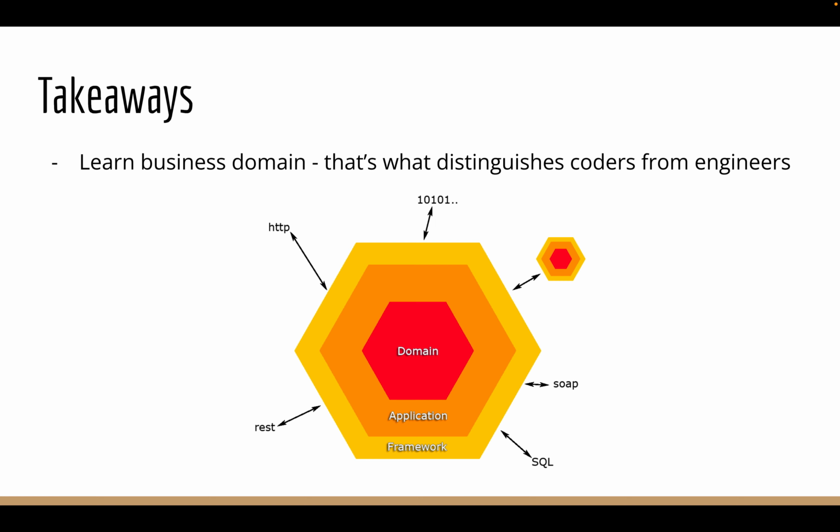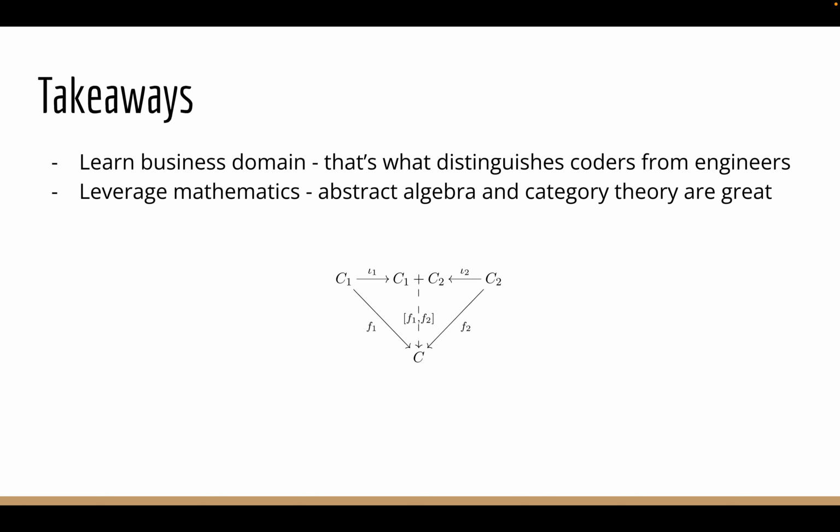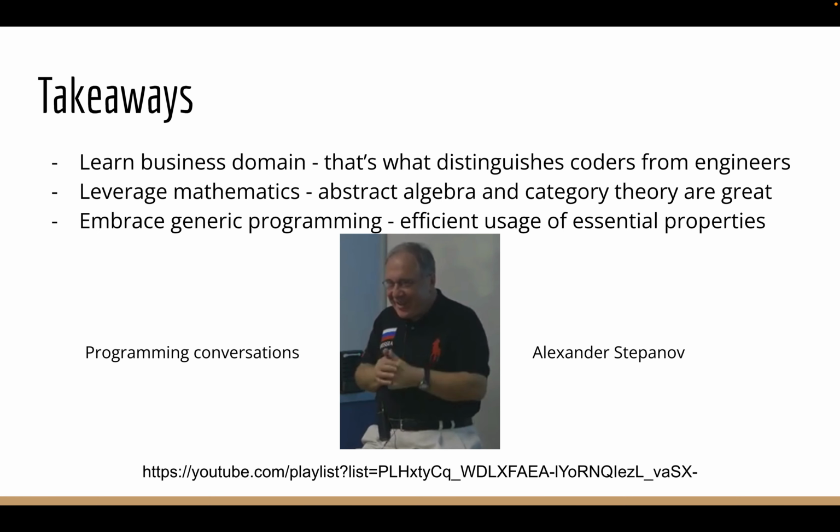So what are the takeaways? First, learn business domain. That's what distinguishes coders from engineers. That's what is extremely useful. That's something that's not going to change most likely as quickly as new technologies, and that's what makes you very valuable to your organization. Leverage mathematics. Hundreds and thousands of years, really smart people have invested in building richness and rigor of the mathematics, and we can leverage abstract algebra and category theory to do things efficiently.